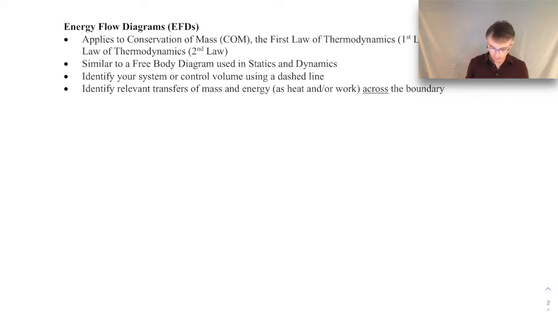The third bullet point is identify your system or control volume using a dashed line, and then the fourth bullet point is to identify relevant transfers of mass and energy. And the energy transfers typically take place either via heat transfer or work, and we'll learn more about that in a later lecture. And we'll identify those transfers of energy across the boundary. Okay, so this is the kind of thing we're talking about here.